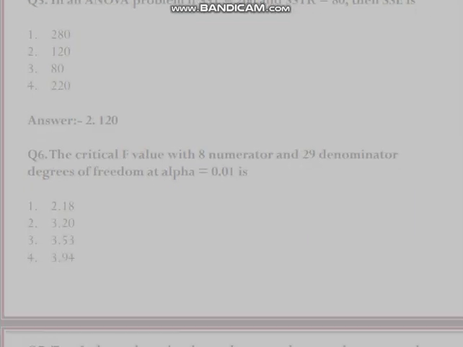Q5. In an ANOVA problem, if SST equals 200 and SSTR equals 80, then SSE is: 1. 282, 2. 120, 3. 84, 4. 220. Answer 2. 120.